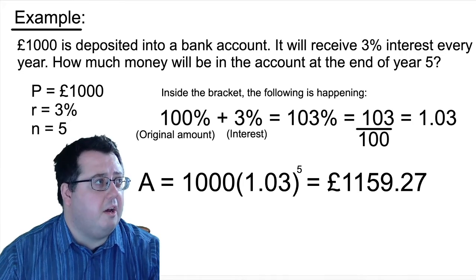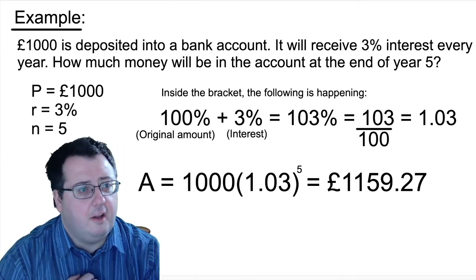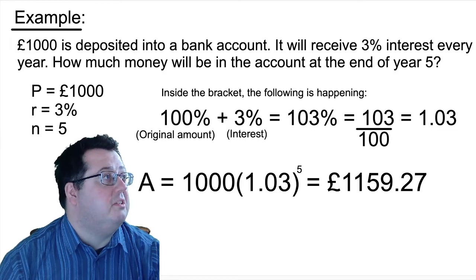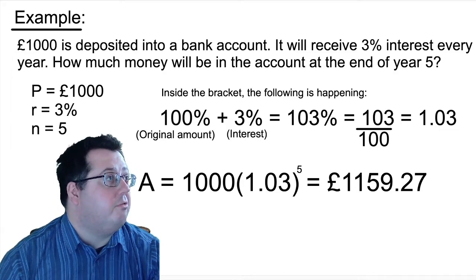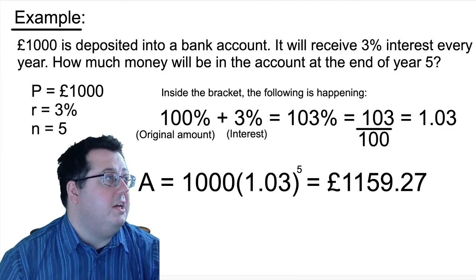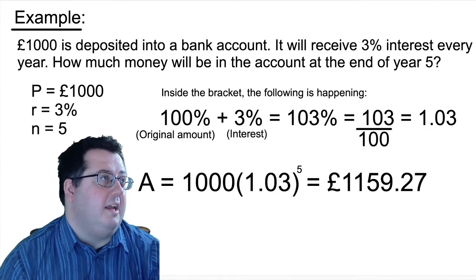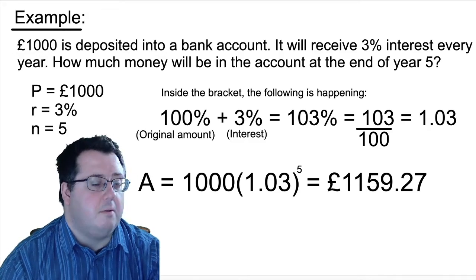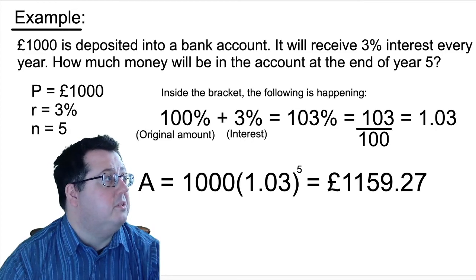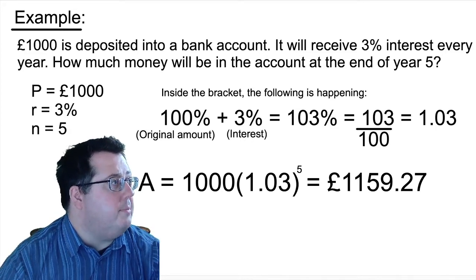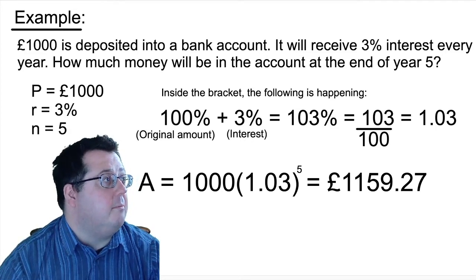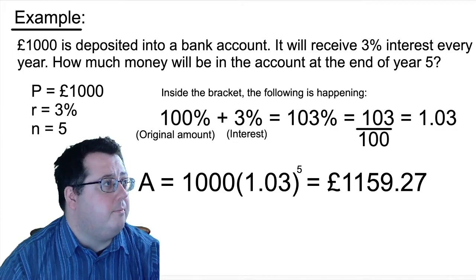Here's one that I prepared earlier. £1,000 is deposited into a bank account. It will receive 3% interest every year. How much money will be in the account at the end of year 5? So the principal is £1,000. The rate is 3%, and the number of years, n, will be 5.